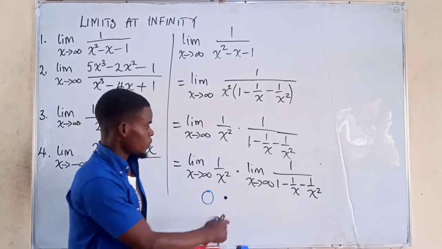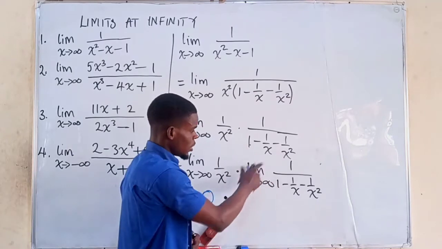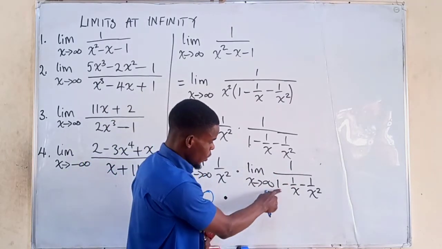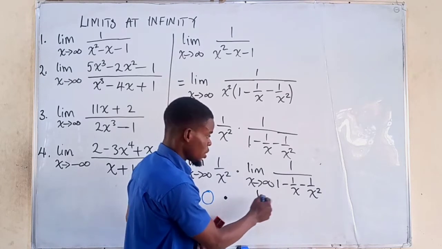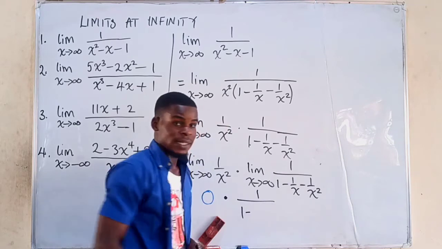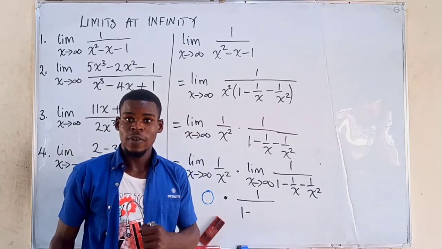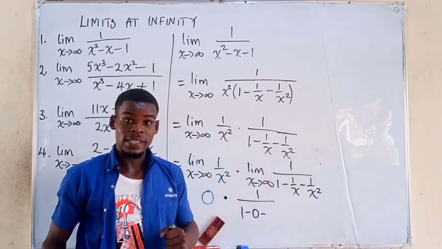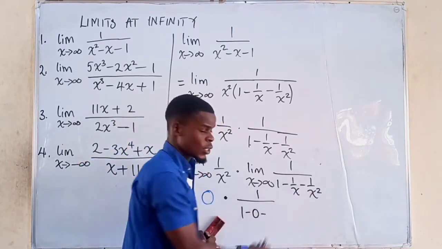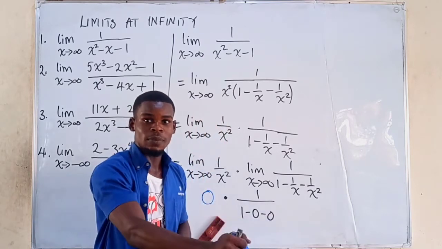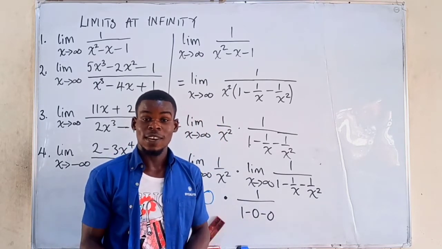Good. So the second part, we're going to have the limit as x tends to infinity of 1. Well, the numerator is still going to be 1. This place will now be 1 minus, as x tends to infinity, we know that 1 over x gets to 0. And in the same vein, as x tends to infinity, 1 over x squared tends to 0. Because the denominator is increasing without bound, the result of the fraction reduces without bound to 0.